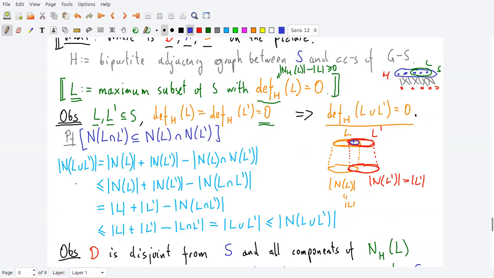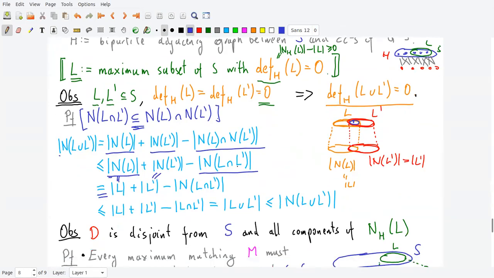So now let's estimate the total size of the neighborhood of L union L prime, because we want to prove that it's at most the size of L union L prime. By simple De Morgan laws, this is equal to the size of the neighborhood of L plus the size of the neighborhood of L prime minus the size of the intersection of the neighborhoods. Now we use this inclusion to estimate that the intersection of the neighborhoods has at most as large a cardinality as the neighborhood of the intersection. The size of the neighborhood of L is equal to the size of L, and the size of the neighborhood of L prime is equal to the size of L prime, so we've got this equality here.